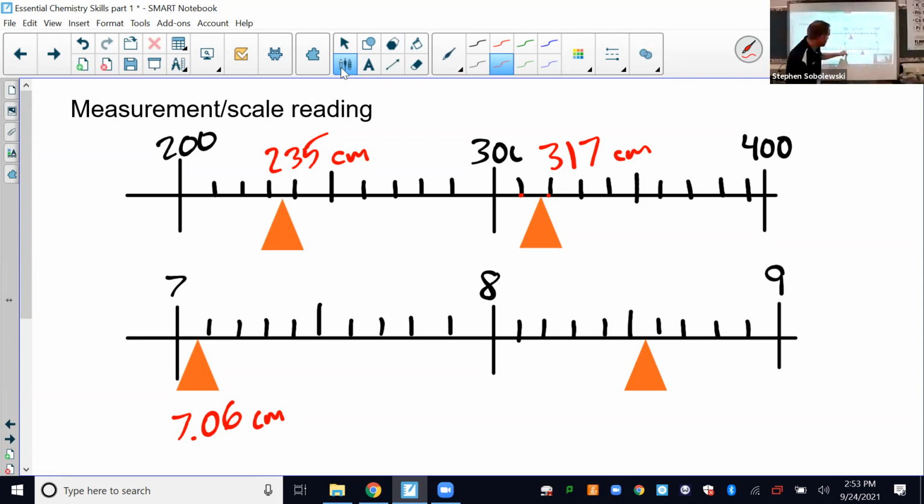Over here, let's see, that's 8.5. So it looks like about halfway across. I'll call that 8.55 centimeters.